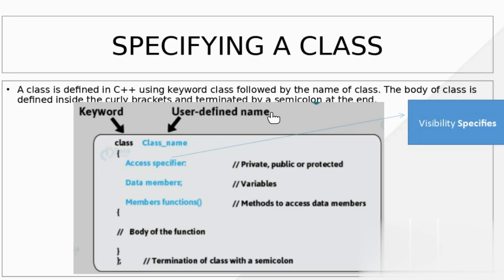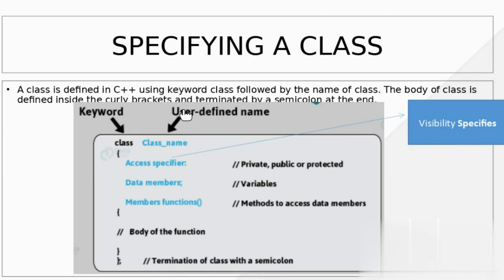You that what is a class. A class is a combination of data members as well as the member functions, right? This is what we have already discussed in the previous session, right? So it is a combination of data members and member functions.